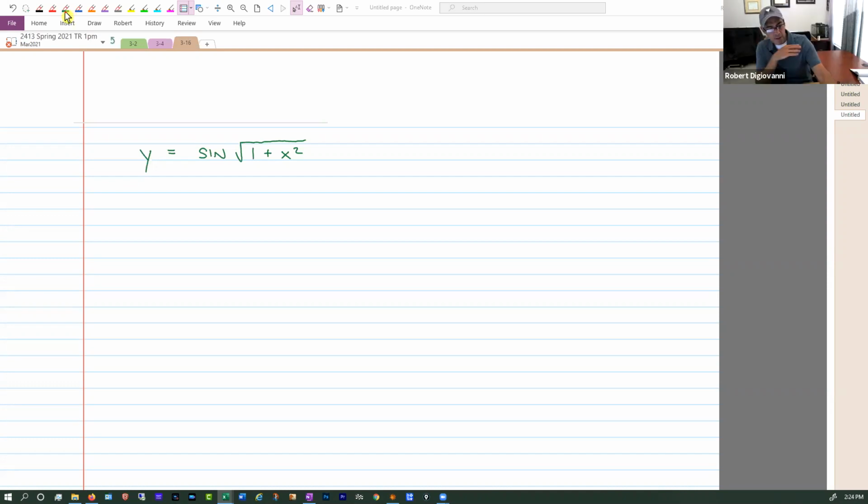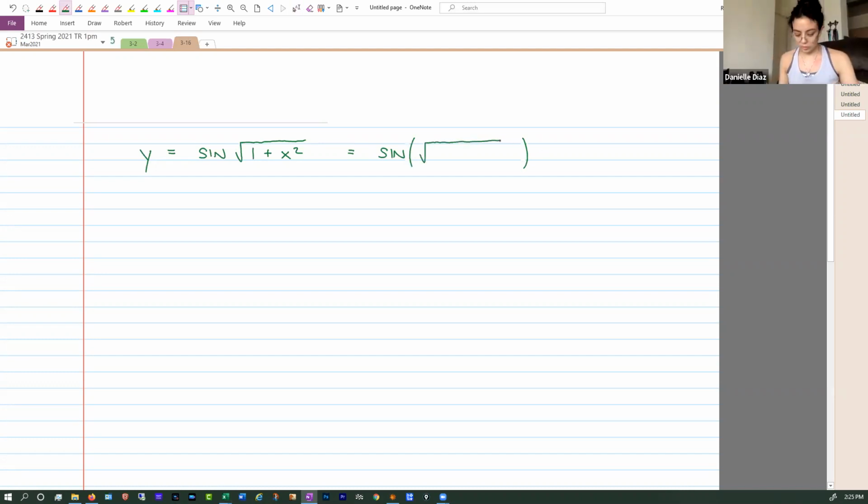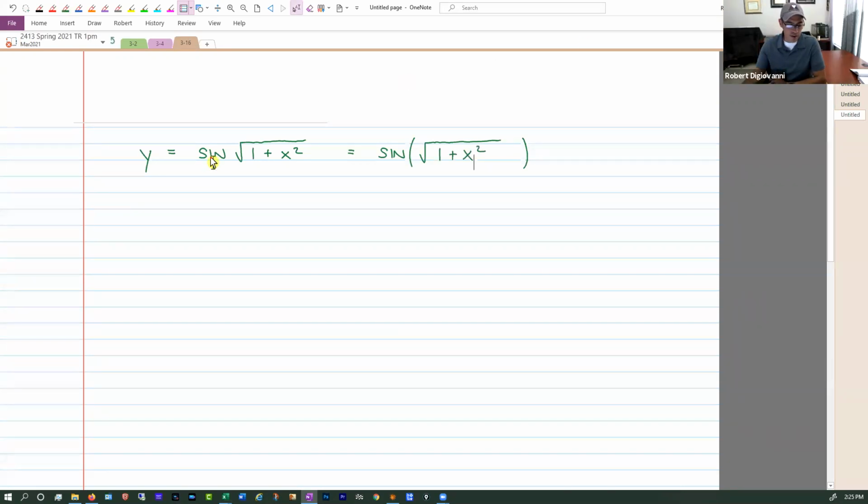So you could rewrite this like this. You could rewrite this as sine, and then you could replace the square root. So we have sine, right? And what's inside of the sine? Let me write it this way first, so you understand what this really means. Written the way it is, it's sine, and inside the sine is the square root, and inside the square root is the 1 plus x squared. So it's sine, inside sine is the square root, inside the square root is this. You could rewrite that this way.